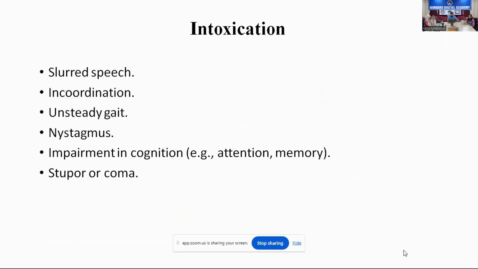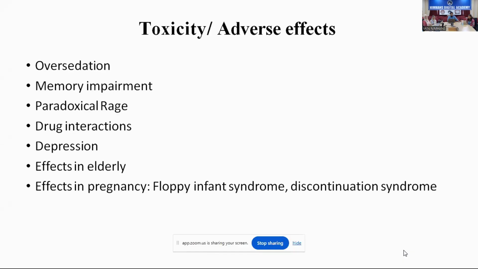Again, intoxication, very similar to alcohol. You will have slurred speech, you can have blurred vision, incoordination, unsteady gait. You can have nystagmus, impairment in cognition, and it can lead to a stuporous or a comatose state. Toxicity or adverse effects, yes, it can cause oversedation, very common, memory impairment and paradoxical rages. Paradoxical rage, not so common.